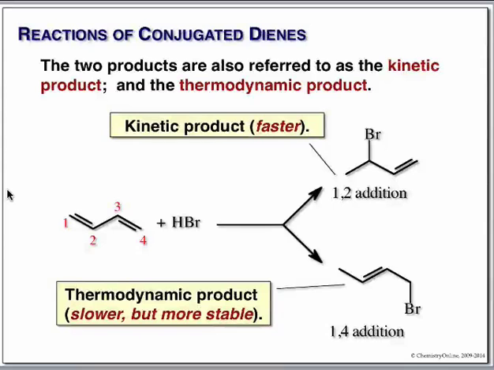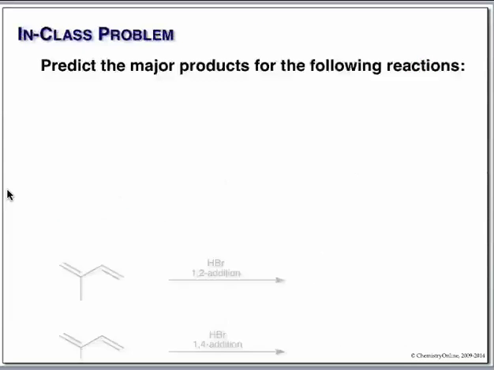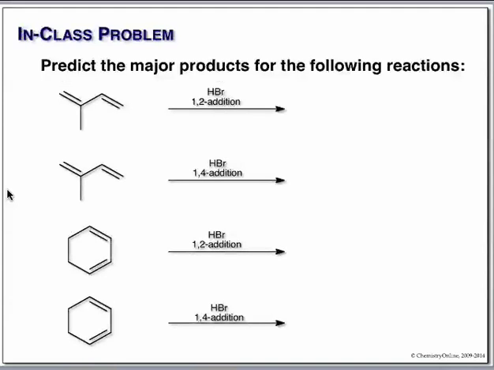As you do these types of reactions, remember, you're going to protonate to form the most stable carbocation. And then you're either going to add 1,2 or 1,4 relative to the protonation. Let's go ahead and do a set. Just quickly jot down the products of these reactions. You'll note that I'm either asking for 1,2 or 1,4 products.